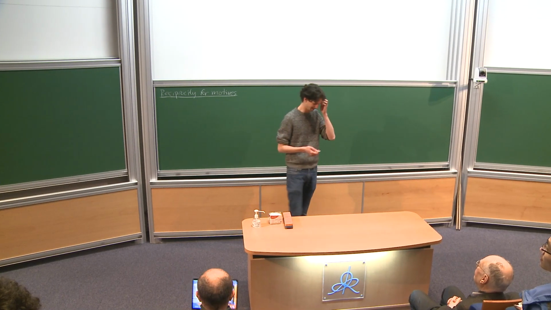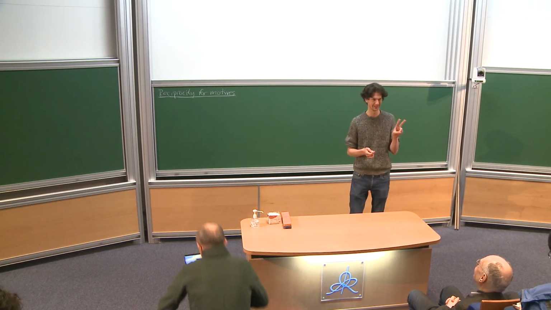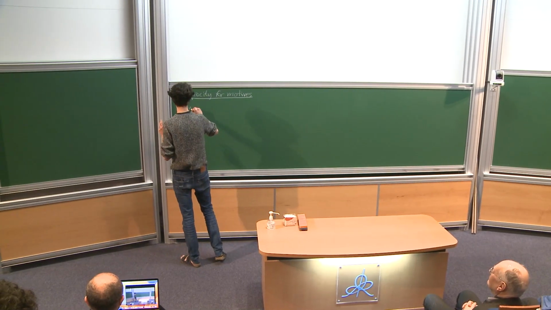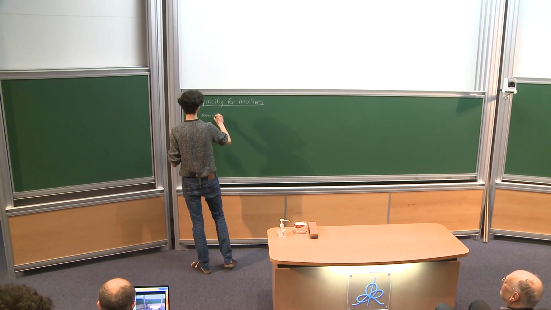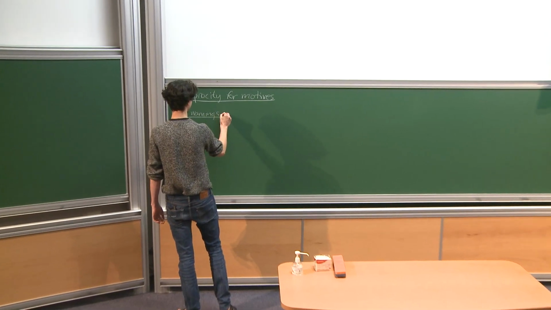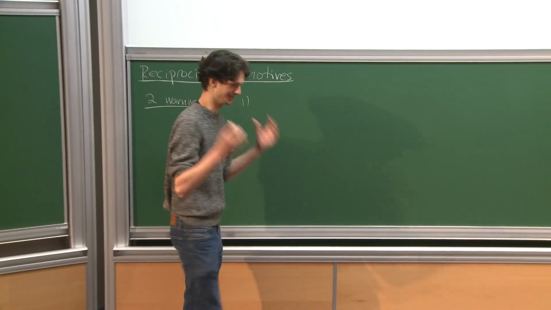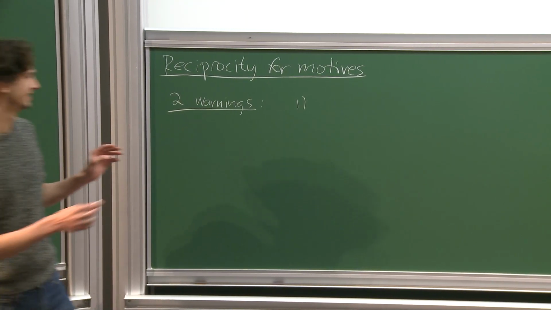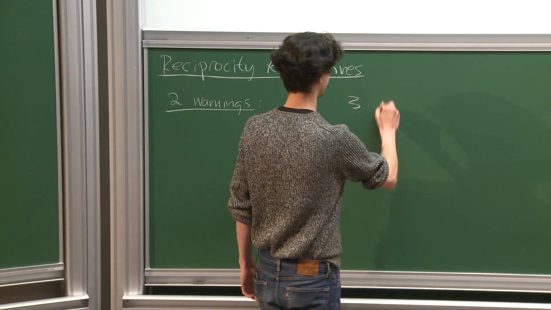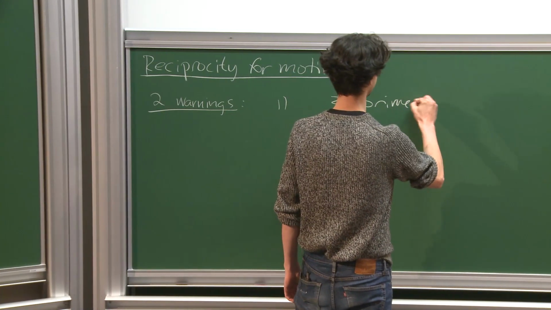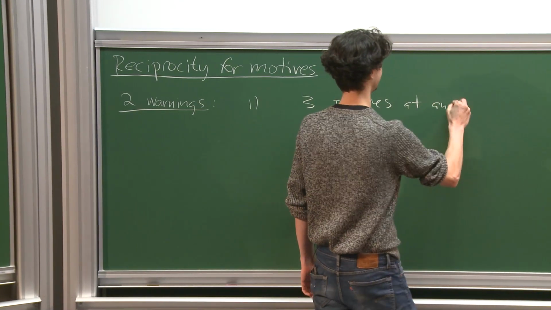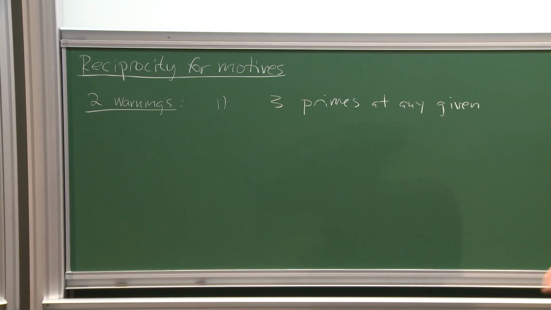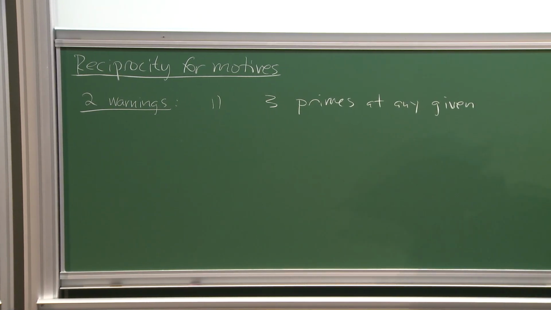Before actually getting into the math, I want to start with two warnings about this talk. The first warning is about the cognitive load involved in the discussions we're going to have, because there's going to be 3 primes at any given time. We have to be very careful to separate the roles of them, because sometimes they'll be equal, sometimes they'll be different, and so on.